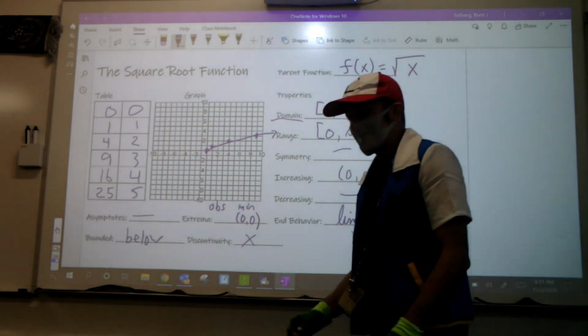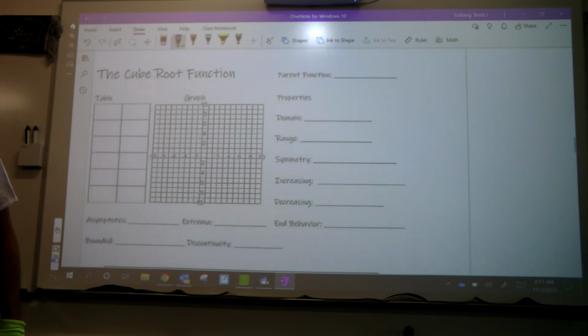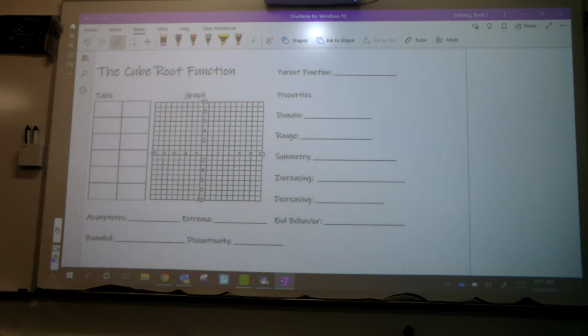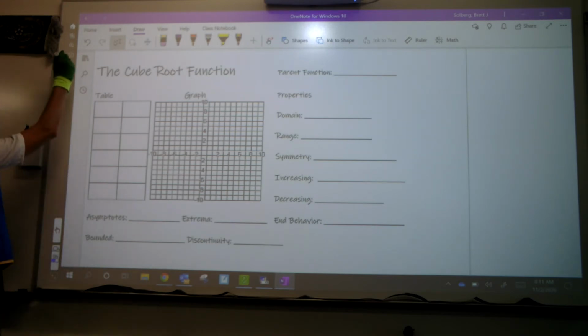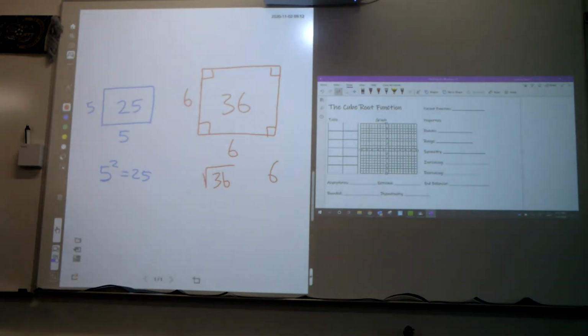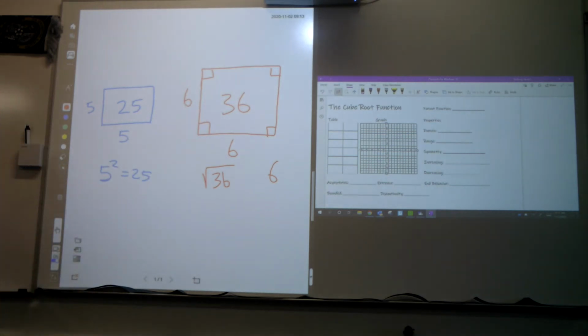Cool. Okay. The next one we're going to do here is called the cube root. Okay, awesome. So if square root was saying what number multiplies by itself to give you a number, what would cube root be?